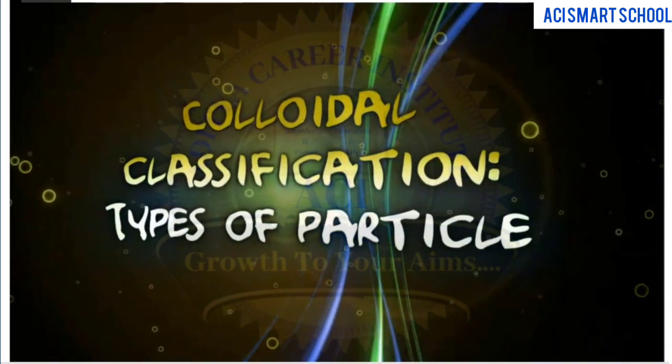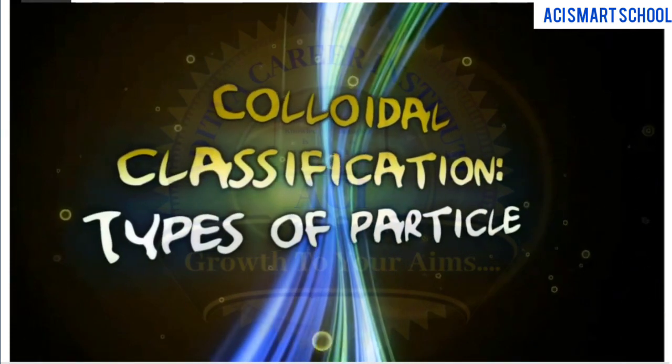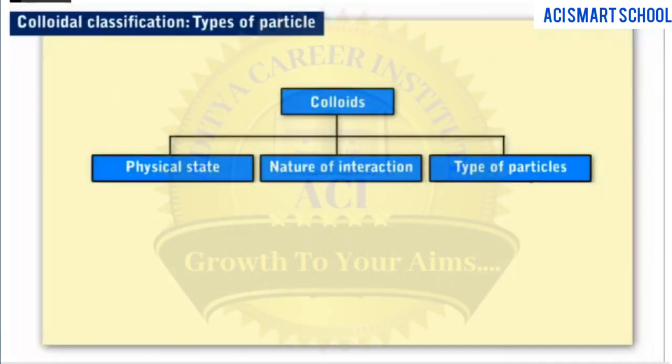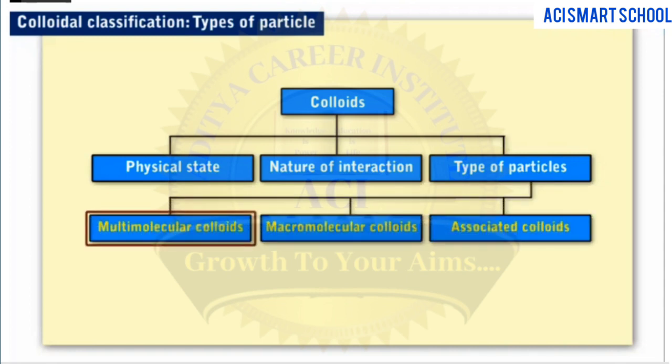Colloidal classification: types of particles. You already know two ways of classification of colloids. Another, third method of classification is based on how different substances that form a colloidal solution acquire the required particle size. Accordingly, colloidal solutions are classified into the following three categories. They are multimolecular colloids, macromolecular colloids, and associated colloids.